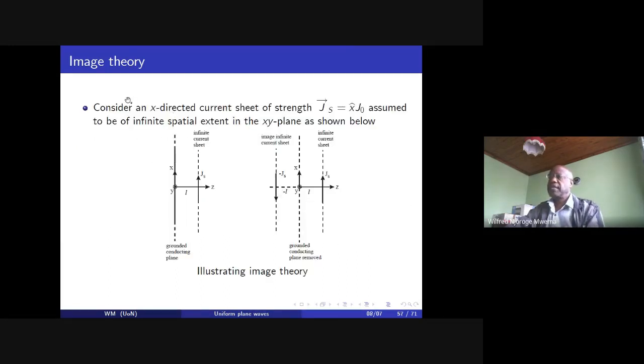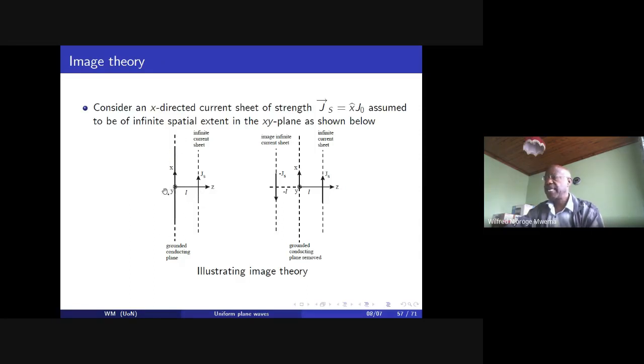So we consider an x-directed current sheet of strength Js given by x cap J naught. And we assume that it's of infinite spatial extent in the xy plane. It's actually infinite, so to speak. Okay, and thin in the z direction. So our current sheet has Js, and it's a distance L from the ground plane.